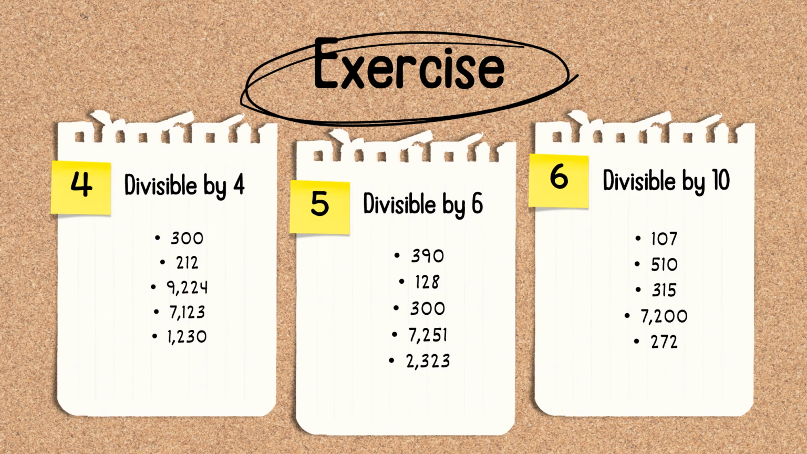Let's exercise. 300, we have two zeros in the last digits. Yes, excellent. It is divisible by 4. 212, 12 is a multiple of 4. 12 is divisible by 4. 12 is in the timetable of 4. So yes, 212 is divisible by 4.